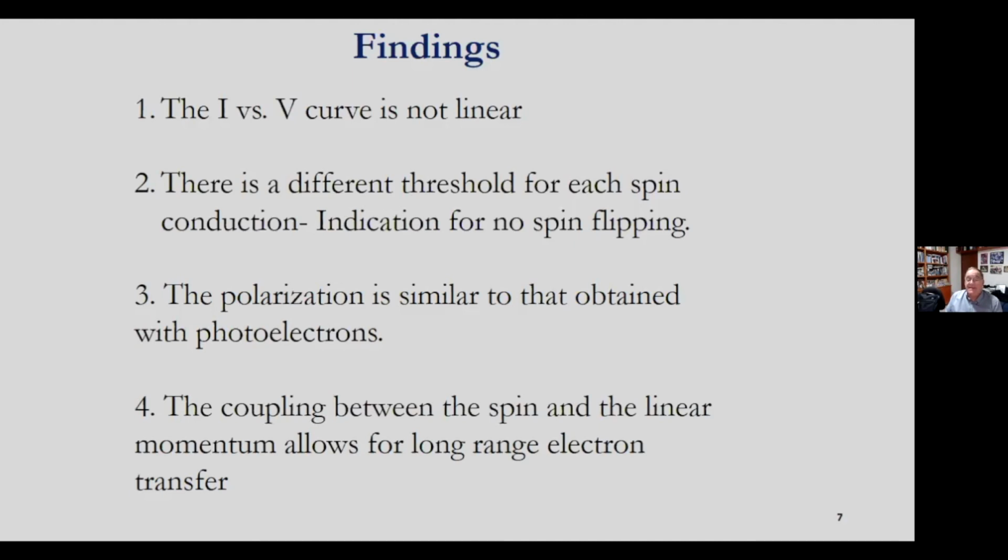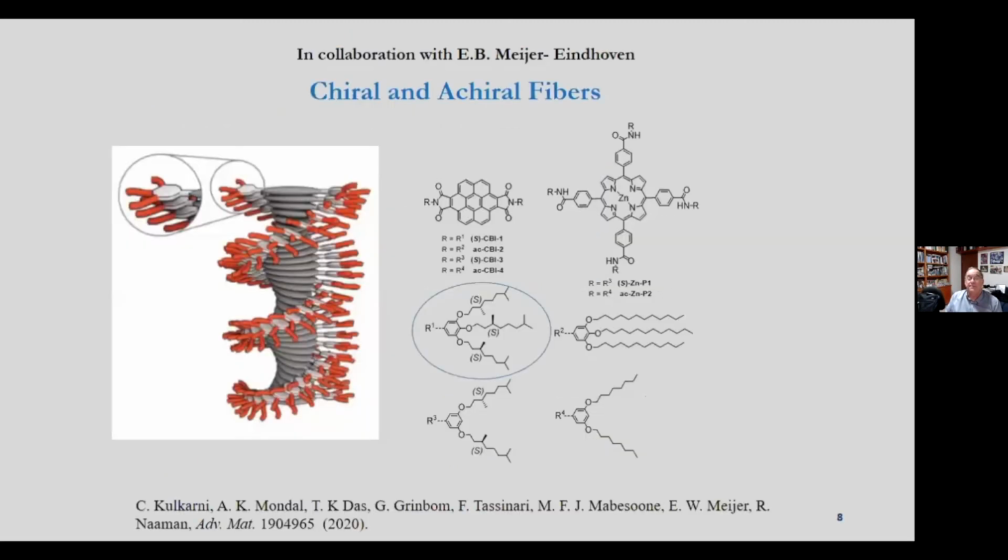Again, we see the coupling between the linear momentum and the spin, and we can realize it's a reason for long-range electron transfer. Perhaps that explains why in biology electrons are transferred through chiral molecules, through proteins that are chiral, although they are not good conductors, but they are chiral, and therefore backscattering inside the protein is suppressed.